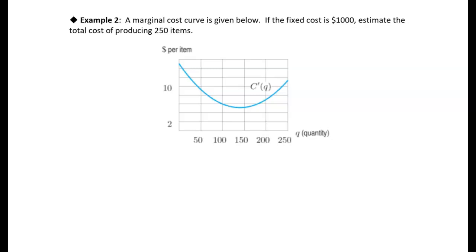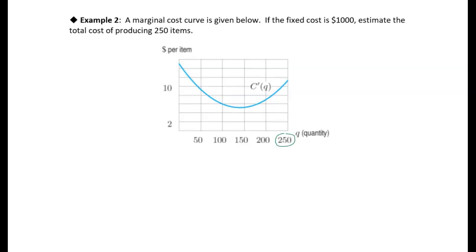All right, so in example 2, we're given a marginal cost curve, but now we're given it graphically. We aren't given any data or a function itself, just a graph. It says that the fixed costs are $1,000, and we're asked to estimate the total cost of producing 250 units. So here's 250 units right here.